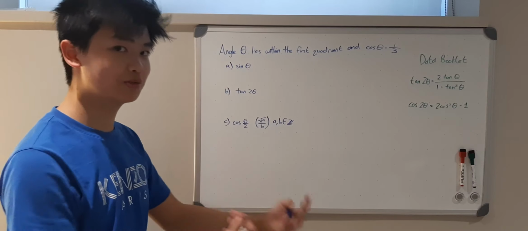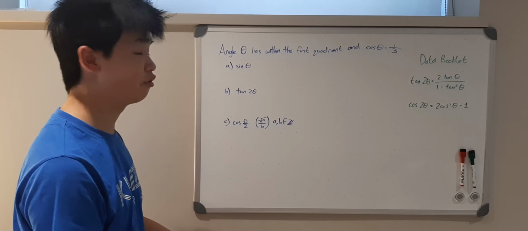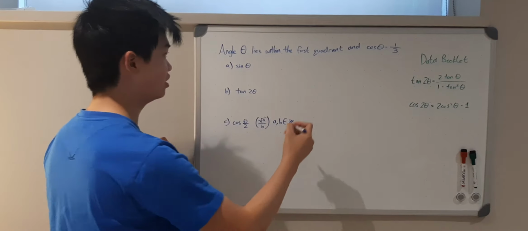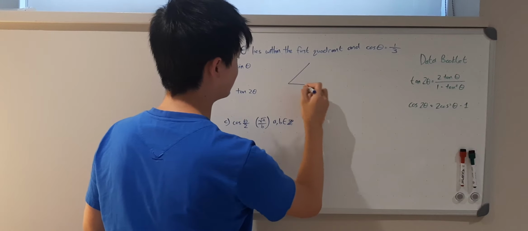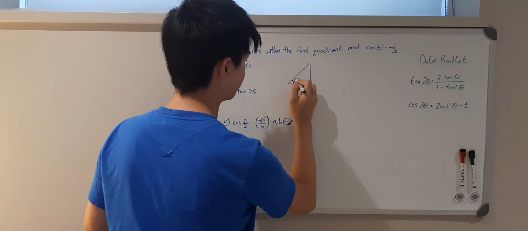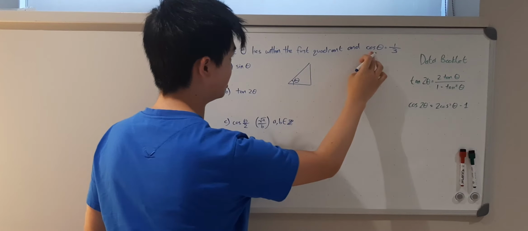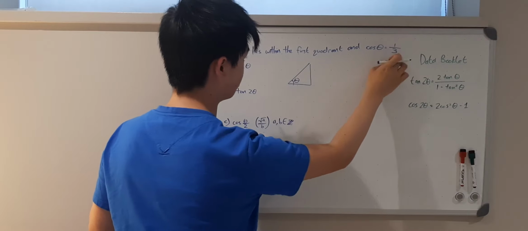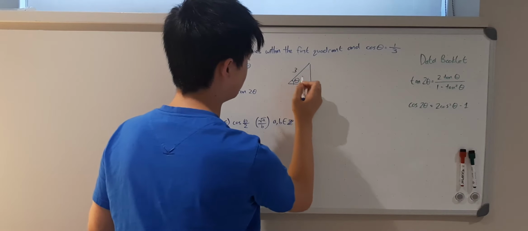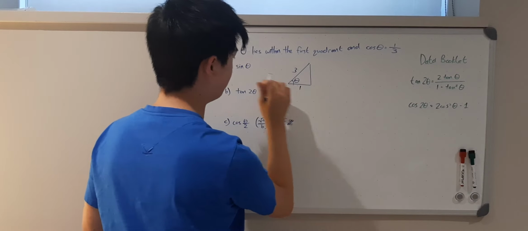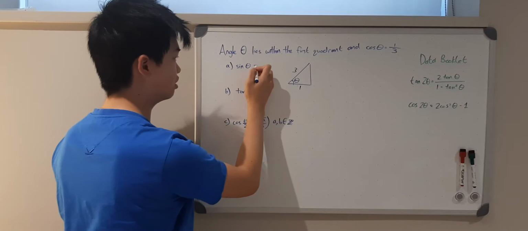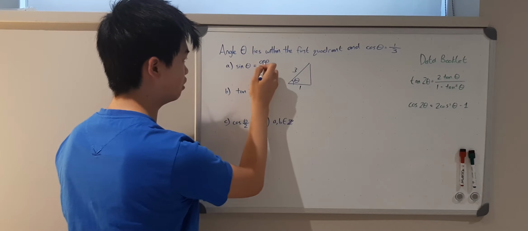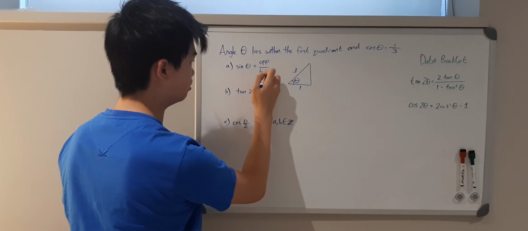Well, we have to use the most basic element of right angle trigonometry. So let's just say this is theta. Cosine theta will be the adjacent over the hypotenuse, so this will be 3, this will be 1. If you want to know sine theta, that's going to be the opposite over the hypotenuse.